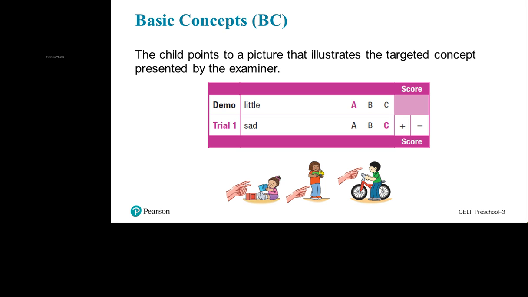For basic concepts, the child points to a picture that illustrates the targeted concept presented by the examiner. The basic concepts subtest in CELF Preschool-2 provides scale scores for children ages 3 and 4 and criterion scores for children ages 5 and 6. Again, items in the basic concepts and following directions subtests were revised to provide separate assessment of semantic concepts and following directions. This change resulted in more difficult concepts being added to the basic concepts subtest. So CELF Preschool-3 provides scaled scores for children ages 3 to 6.